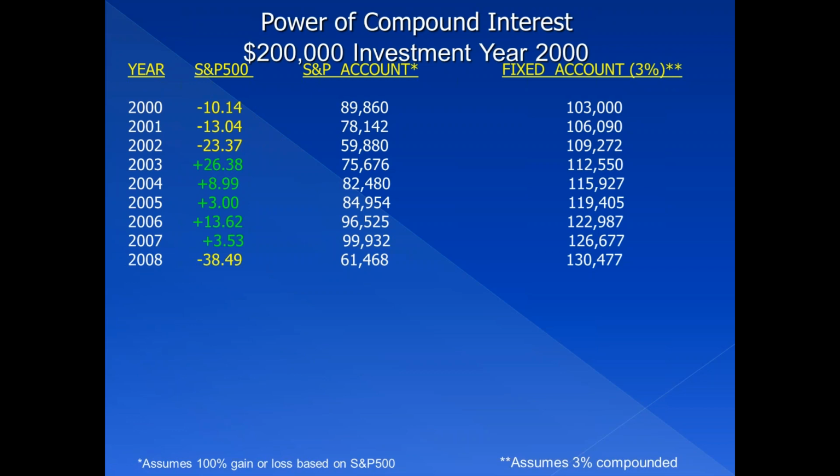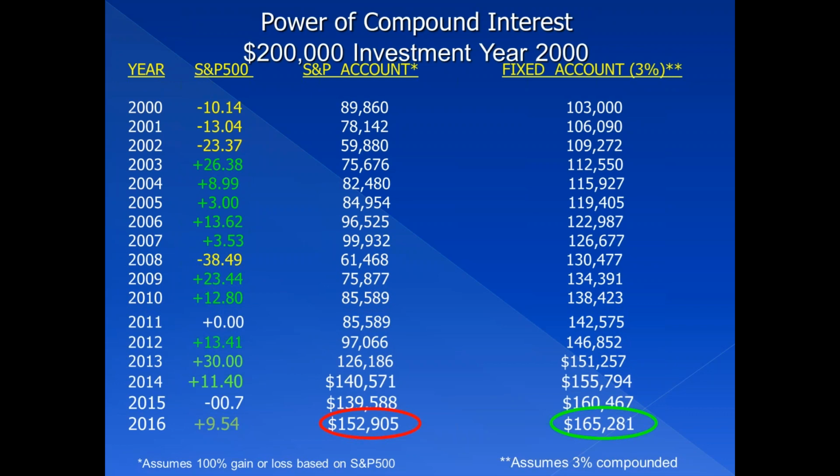And what about the people that had already retired and lost 40% of their retirement savings in 1 year? You know, a lot of these people were seeking employment in their late 60s and early 70s in an environment where we had double-digit unemployment. That didn't work. So let's see what happened. We had 2 good years in a row, '09 and '10. Now they're only back to $85,000. In the fixed account, $138,000.